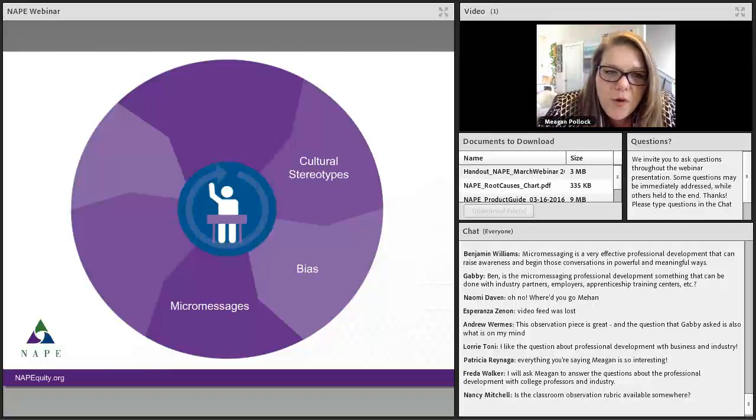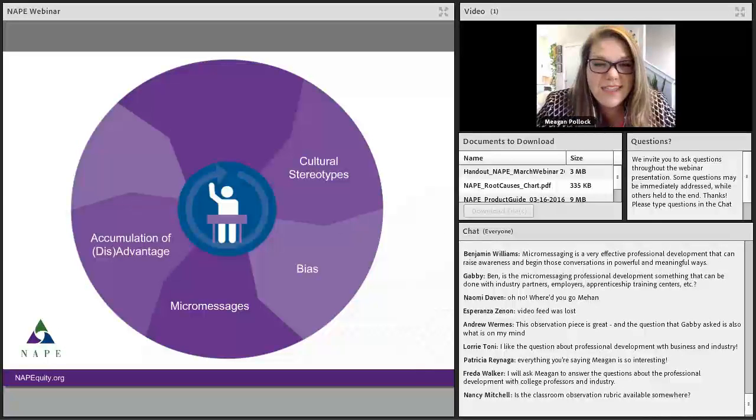And so the next part of the culture wheel is understanding that we've got all of these different types of micromessages, and they accumulate. So maybe one tiny micromessage isn't going to make or break a child, but the accumulation of these messages over time has a tremendous impact on a student. And the accumulation happens like this.